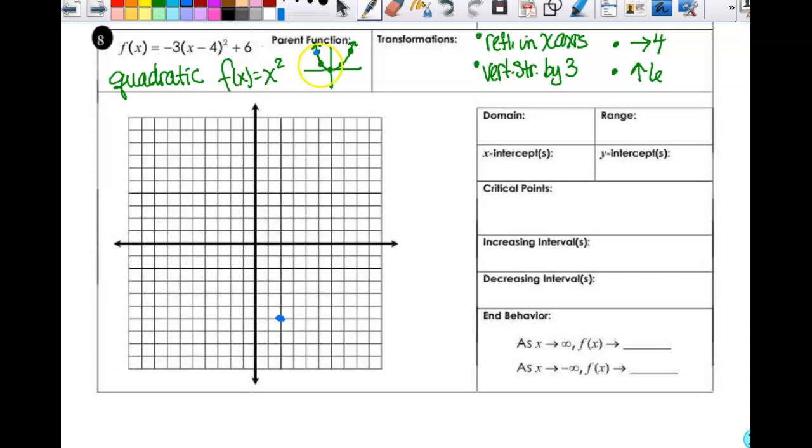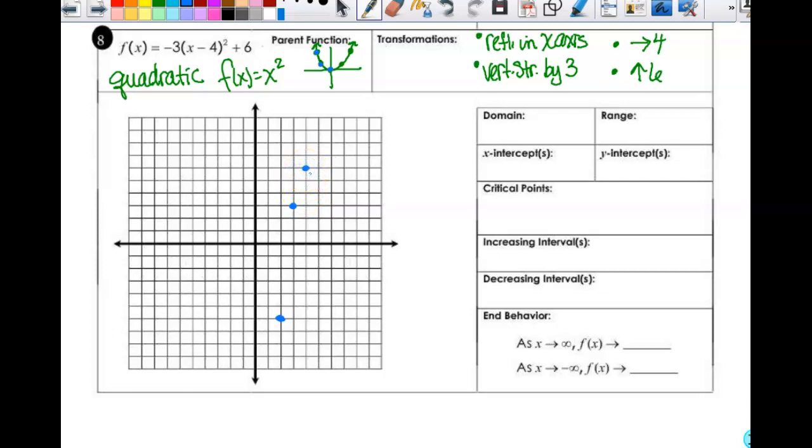So then I can go to negative 1, 1. I reflect in the x-axis, vertical stretch by 3, go to the right 4, up 6. So I'm at 3, 3 then. Then I'm going to start with 0, 0. The reflection and the stretch do nothing at 0, 0, so I just go to the right 4 and up 6.